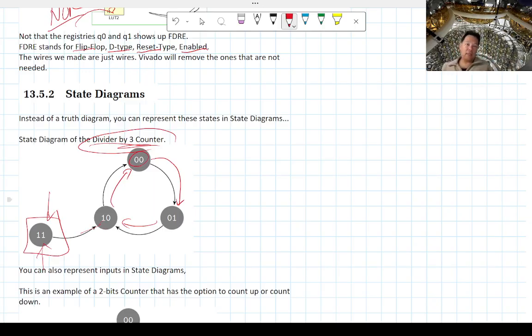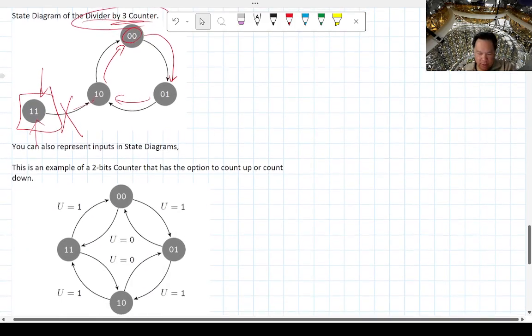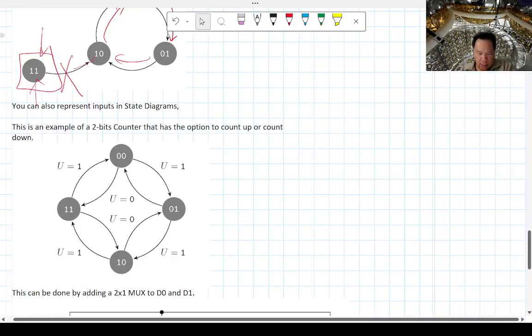Even though it's not needed, you should always make sure to design things so that the unused state takes you back to the useful state in the cyclic state. Because if this line didn't exist, you would just be stuck at 1, 1 all the time, and your program would just hang. Your circuit would just freeze. We're not doing anything.